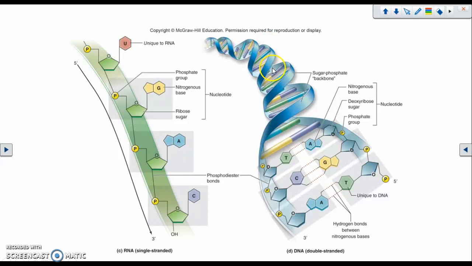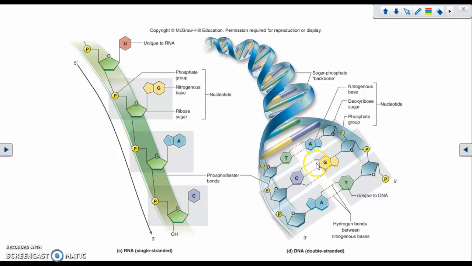Okay. So again, DNA is double-stranded, RNA is single-stranded. In RNA, if you look at this tail here, you see an OH. That's called ribonucleic acid. In DNA, if you look here, there is no OH. Okay, that's why it's called deoxyribonucleic acid. Deoxy meaning it has no oxygen at this position.